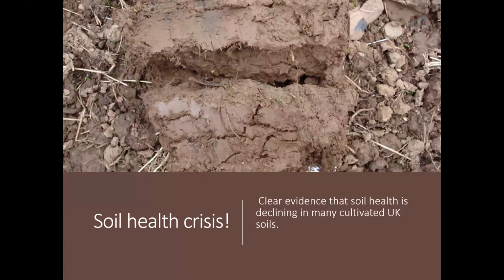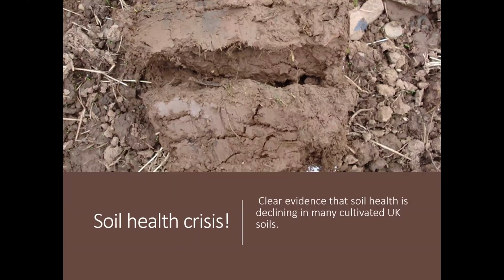Unfortunately, in the UK, we've got a soil health crisis. Now, this is much more the case in cultivated soils. It's much less the case in permanent grass, for example, or in mixed systems where you've got livestock and crops in the same place. It's much less in typical organic systems, but soil health can be pretty poor in stockless organic rotations too. So we've got clear evidence that soil health is declining in many cultivated soils in the UK.